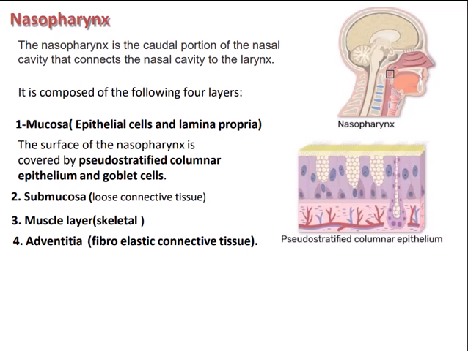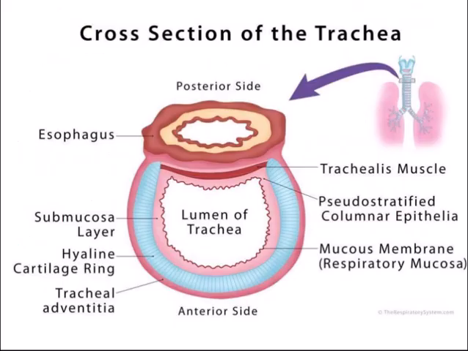And the third layer is muscle cell or skeletal cell. This is important because it's a type of skeletal voluntary muscle. The function is helping swallowing, opening, closing passage during breathing. Unlike lower respiratory tract, which has smooth muscles. And the outermost layer is adventitia. It contains fibroelastic connective tissue. Its function is to anchor the nasopharynx to surrounding structure.